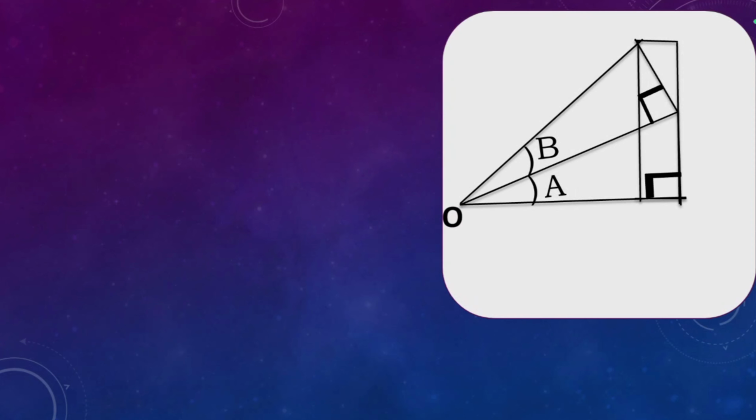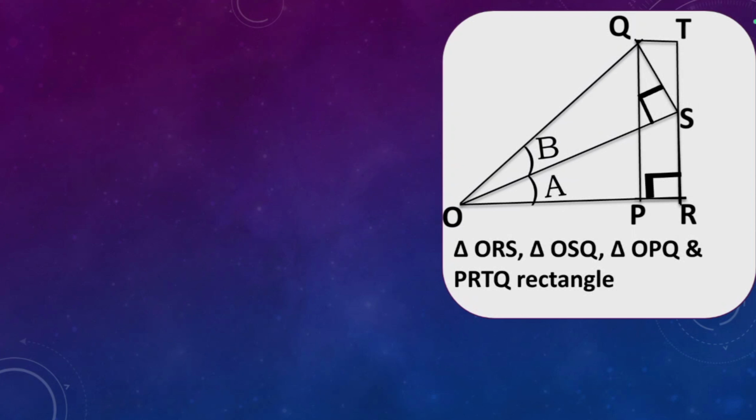So in this way, I got triangles as well as one rectangle. What are those? Only one rectangle is there, PRTQ, as well as triangles ORS, OPQ, as well as OSQ. So these are the geometrical figures within the diagram.